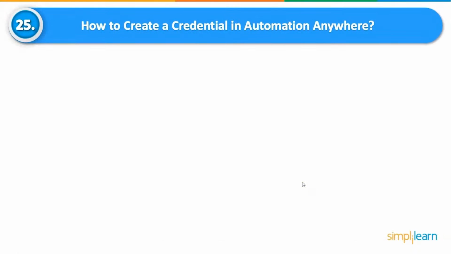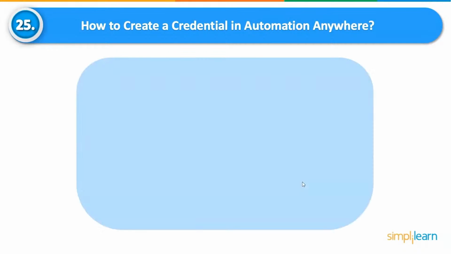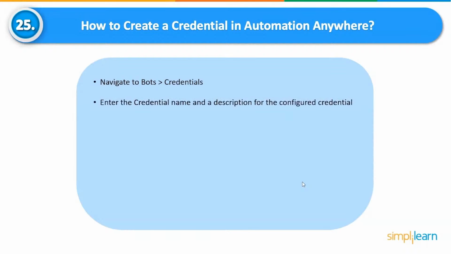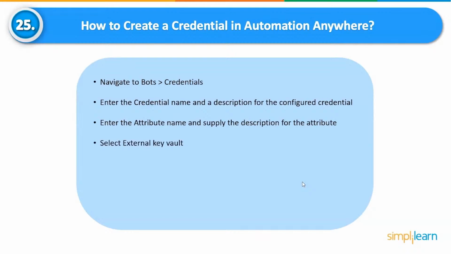How to create a credential in Automation Anywhere. Step 1. Navigate to bots and go to the credentials section. Then enter the credential name and a description for the configured credential. Then enter the attribute name and supply the description for the attribute. Then select the external key vault. Then select input, standard or user provided. Set the security and click create credential. Let's go to the Automation Anywhere and create a credential.